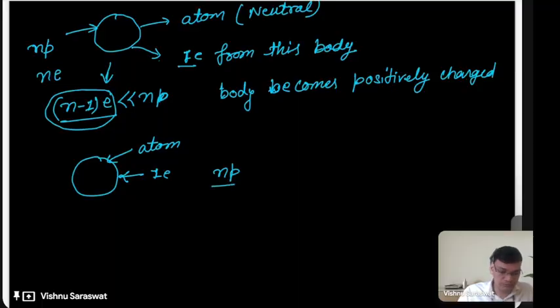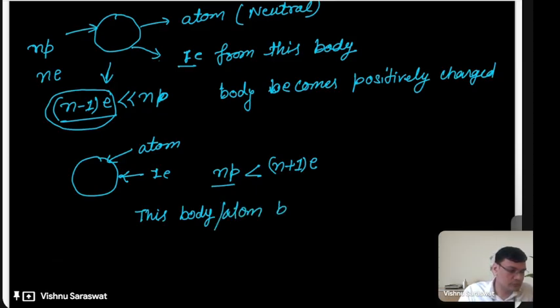But as we add one electron to this body, the number of electrons increases by 1. So the number of electrons is more than the number of protons, and the body, or this atom, becomes negatively charged.